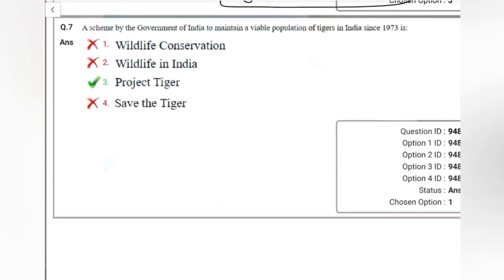A scheme by the Government of India to maintain a viable population of tigers in India since 1973 is Project Tiger. Project Tiger was started in 1973 with 9 tiger reserves to conserve our national animal, the tiger.